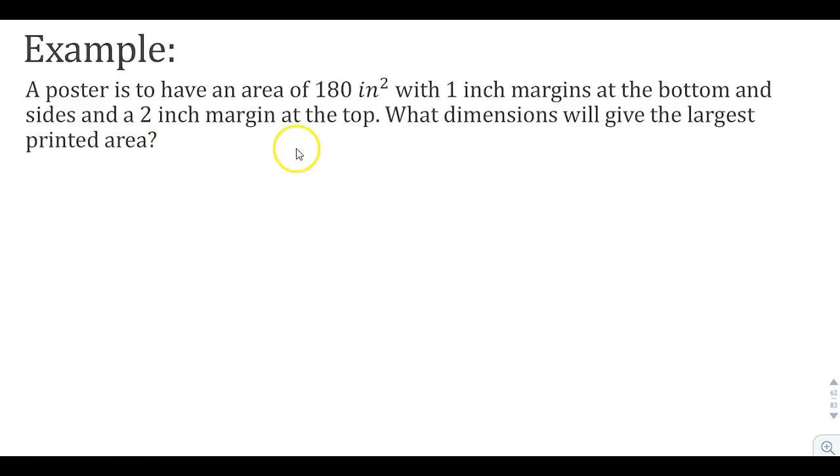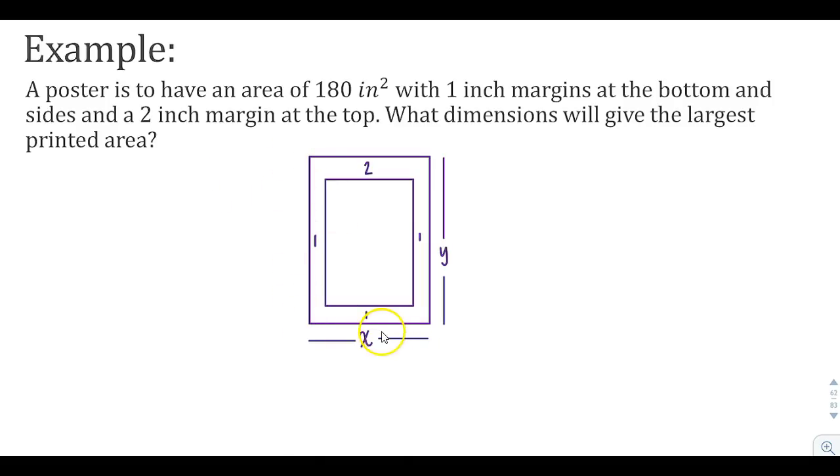So let's go ahead and draw a picture. So here we have a rectangular poster, and I went ahead and called the entire base of the poster x and the entire height of the poster y. And then I also went ahead and labeled these 1-inch margins on the sides and on the bottom, and this is a 2-inch margin on the top. So I'm actually going to start this one by writing out the constraint equation first. So the constraint equation on this one is going to be that the area, which is x times y, is 180 inches. So 180 is equal to x times y.